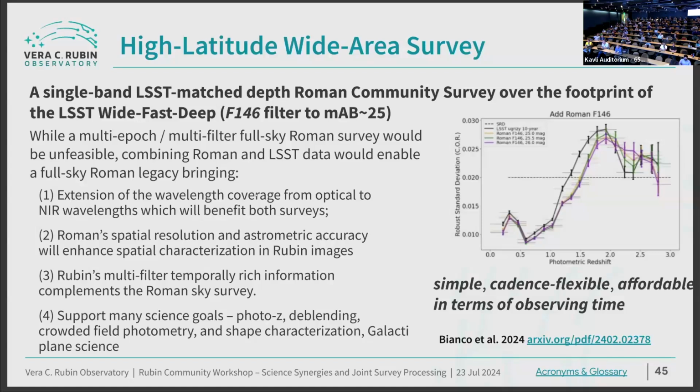In addition, such a general purpose survey could also support many other surveys and science goals. Everything from, I've just listed some here, photo-z, deblending, crowded field photometry, etc. And just here on the right, you see a picture of a study that shows the improvements in photometric redshifts as you add in the Roman near infrared filter.